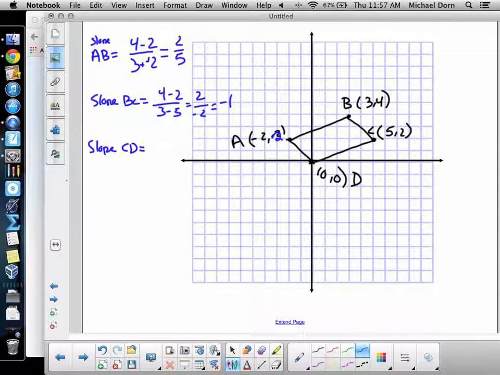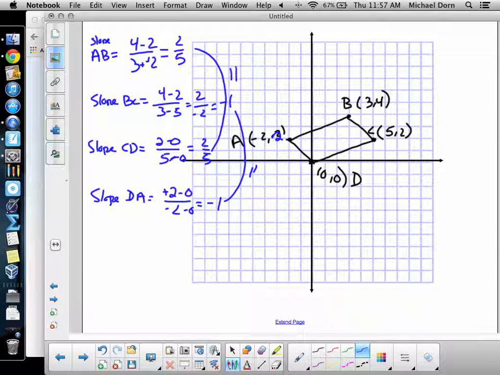Slope of CD, 2 minus 0 over 5 minus 0, is 2/5. And the slope of DA, 2 minus 0 over negative 2 minus 0, which is negative 1. Aha! Opposite sides are parallel. These two are parallel, these two are parallel. It is a parallelogram. So that tells me parallelogram.